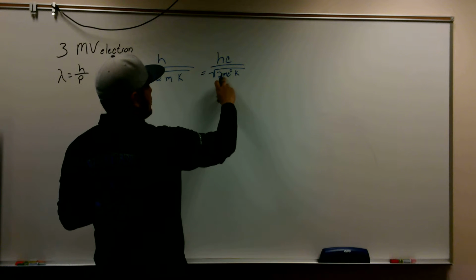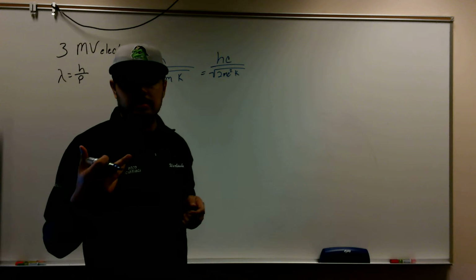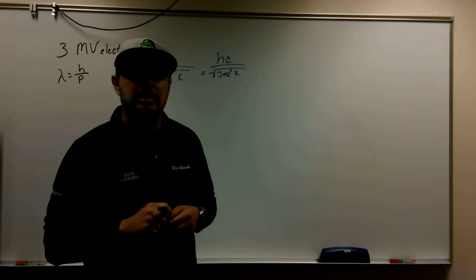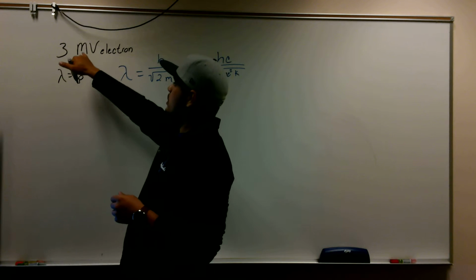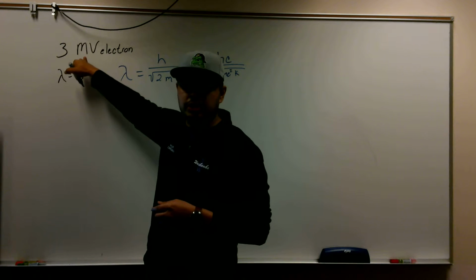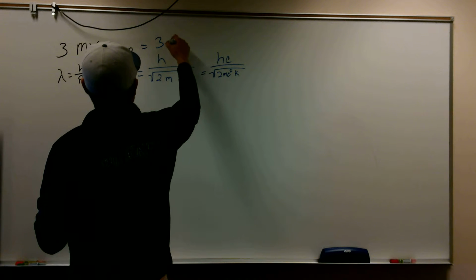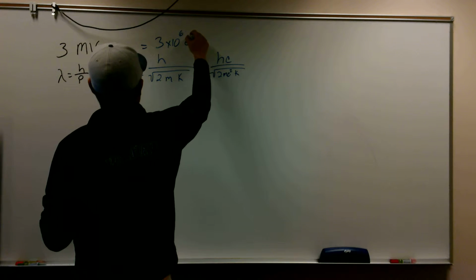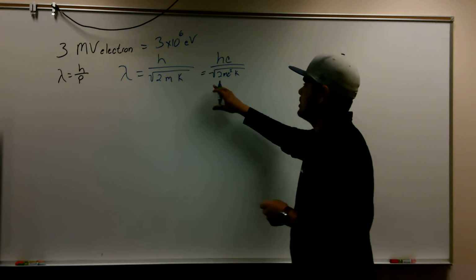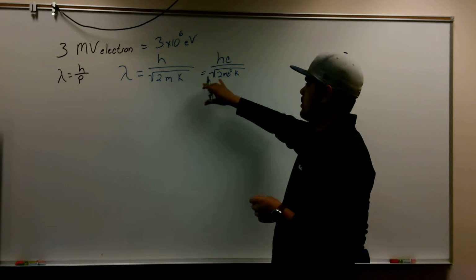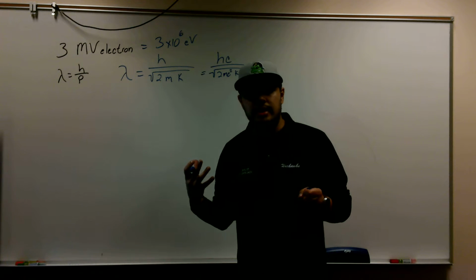We know that the mass of an electron times the speed of light squared is 511. But we also want this in electron volts, because it's given to us in megavolts for an electron. So we rewrite that as 3 times 10 to the 6 electron volts. Mega is 6. That's why we arranged the equation this way, with the mass times the speed of light, because we also want it in eV.